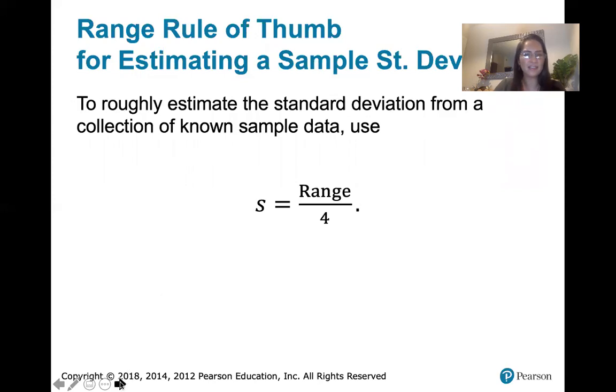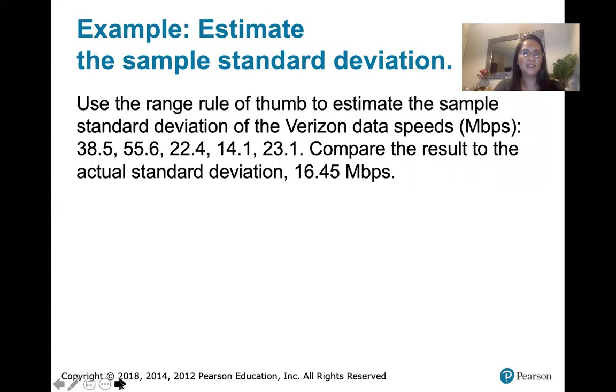So let's apply this in an example problem. This says use the range rule of thumb to estimate the sample standard deviation of the Verizon data speeds. And I believe this is megabits per second. We've got 38.5, 55.6, 22.4, 14.1, and 23.1. We're asked to compare the result to the actual standard deviation, which we calculated in an earlier video. It was 16.45 megabits per second.